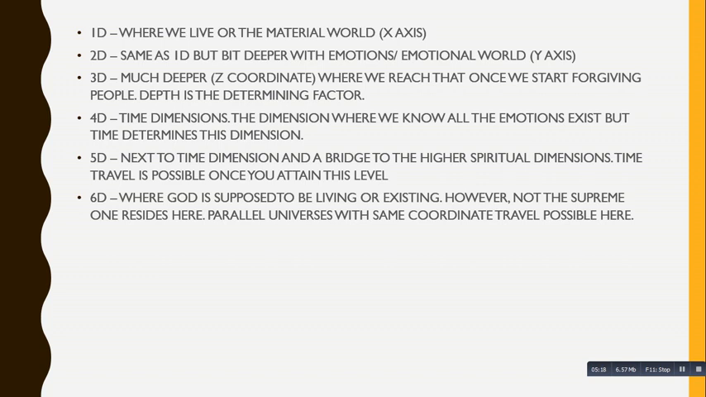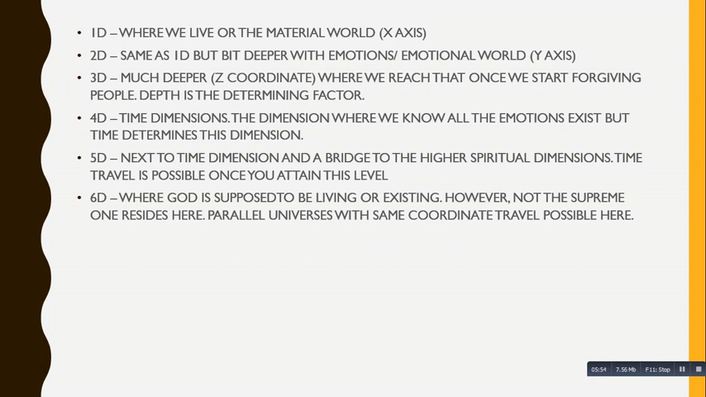Now the parallel universes with the same coordinates, travel to them is possible here. Suppose maybe another world with the same coordinates as our world exists in the sixth dimension. So we can travel from here to that world, not to all the parallel universes, only to those parallel universes where the coordinates are equal to our world. So that travel is possible in the sixth dimension. Now Lord Shiva, or the other lords, are supposed to be residing in the sixth dimension. Now there are millions or hundreds of six dimensional gods, or billions of six dimensional gods in different universes.